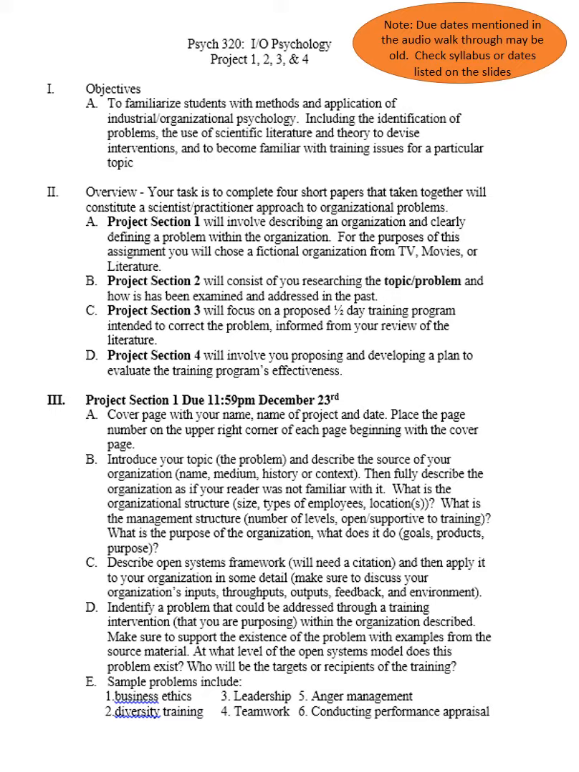What is the purpose of the organization? So what are they trying to achieve? What does it do? What does it do as far as profit? What is it actually producing?